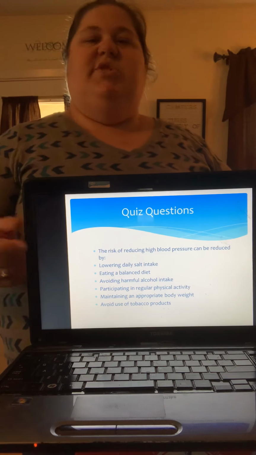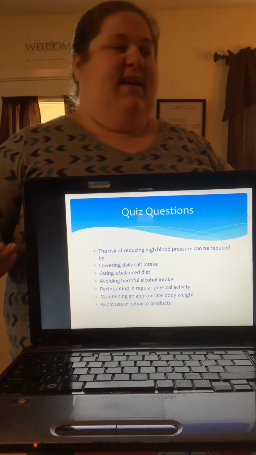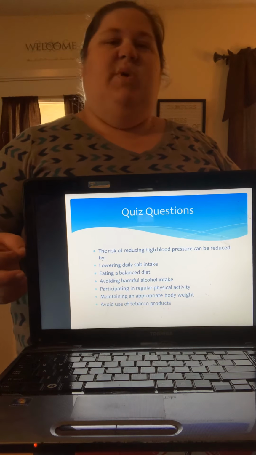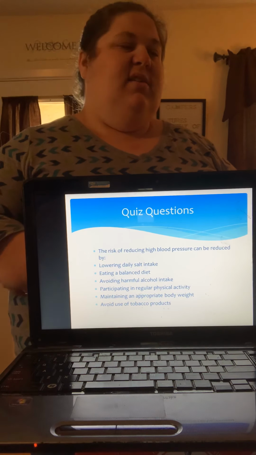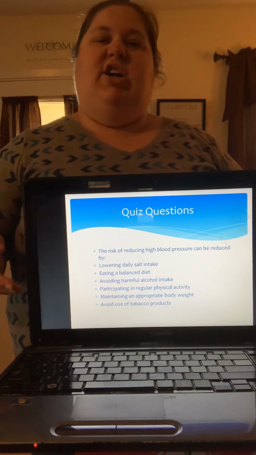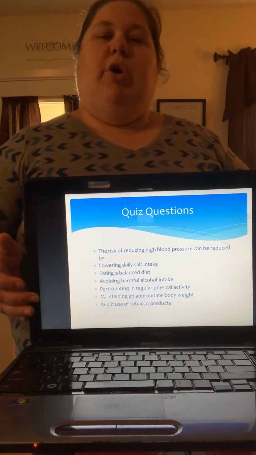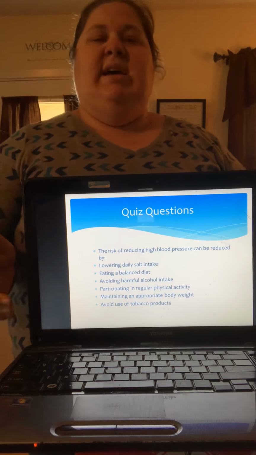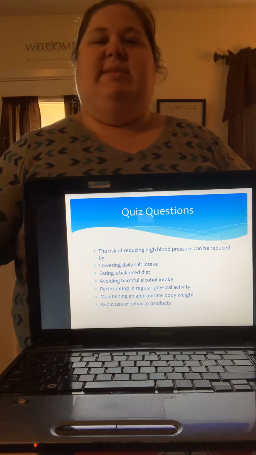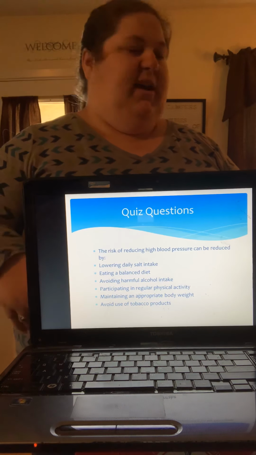The first discusses reducing salt intake. The second is eating a healthy diet. The next one is avoiding harmful alcohol intake. The next one is increasing daily physical activity, managing an appropriate weight, and then avoiding tobacco products. And this is important now too, not just with smoking, but all tobacco products, including e-cigarettes or anything that has tobacco in it.